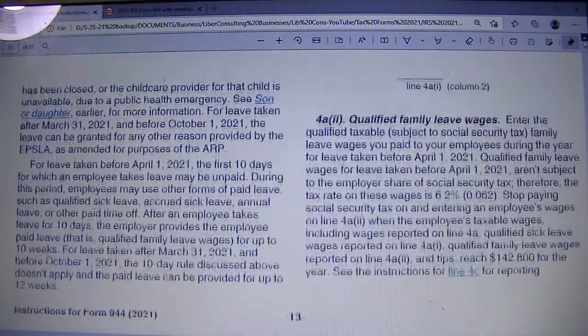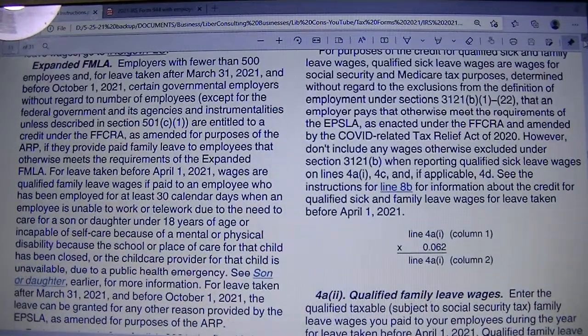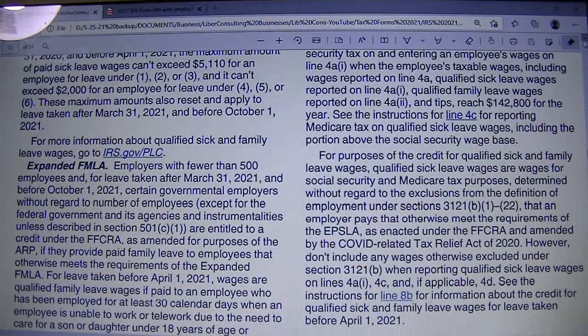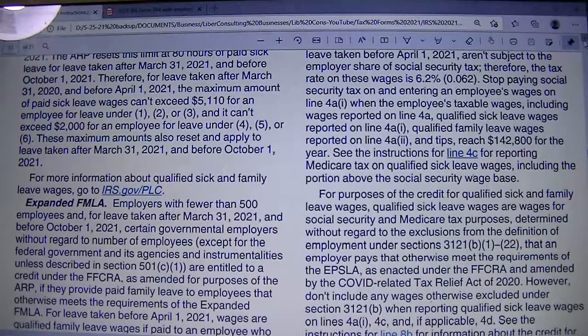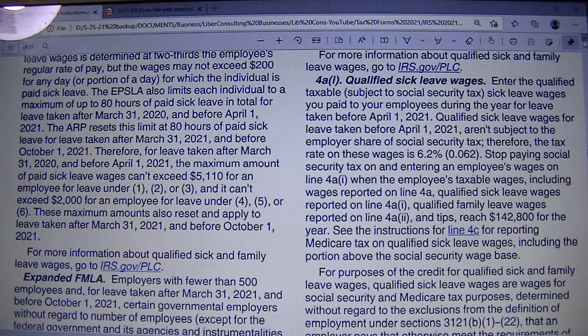When you are filing the form and you are not sure about something, you go to the instructions and you locate that part in the instructions and you read it carefully. So it's good you download the form and you download the instructions as well.